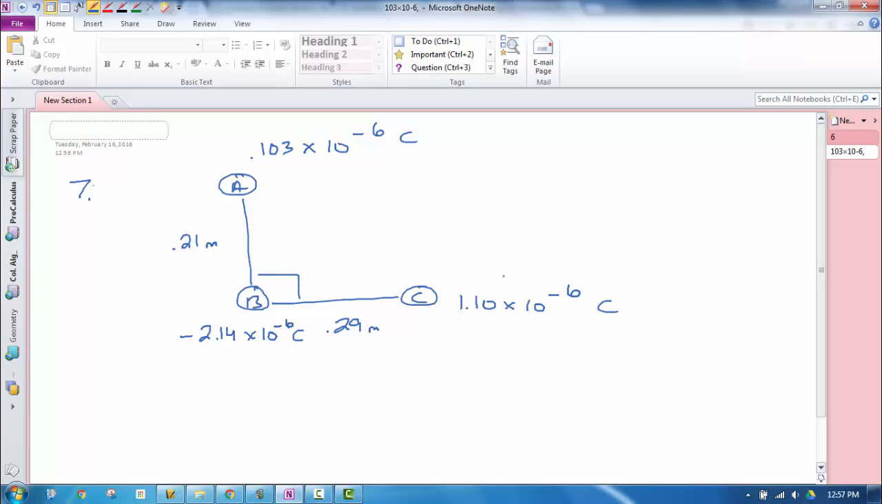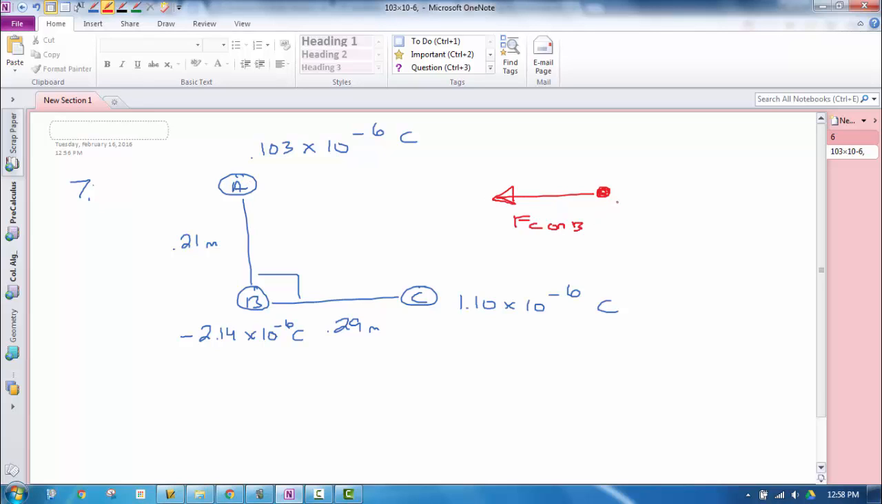So we're going to isolate particle B and draw a free body diagram on particle B right here. We've got 2 forces exerting on particle B. We've got the force from charge C on charge B, which would push this way, so I'm going to call that the force of C on B. And we've also got the force of A on B.